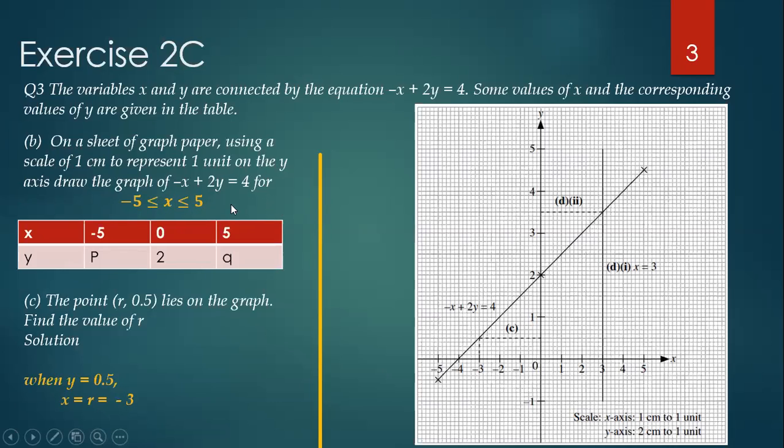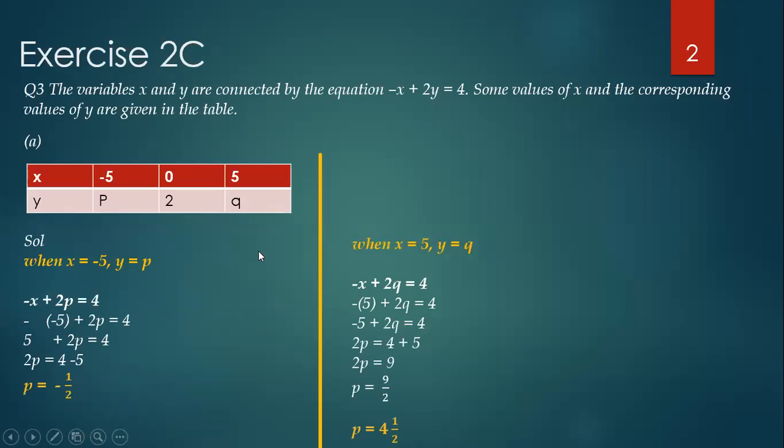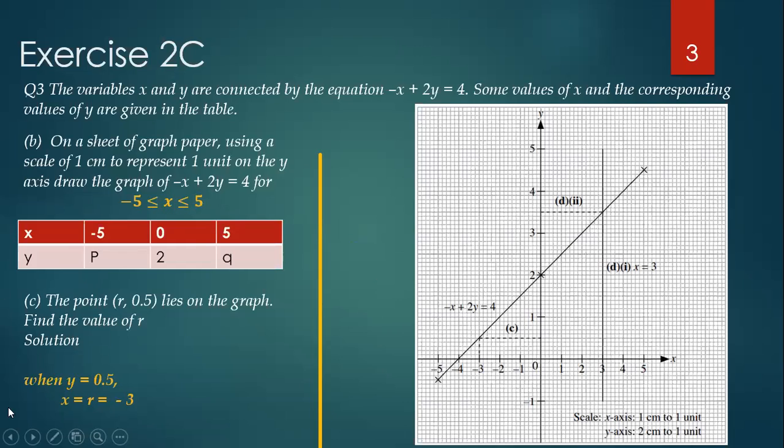Now, to make a straight line, we just need 3 points, and we already know what p and q are. In the previous slide, you know that p was minus 0.5, that is minus half, and q was 4.5. So you can replace this p with minus 0.5 and q with 4.5.